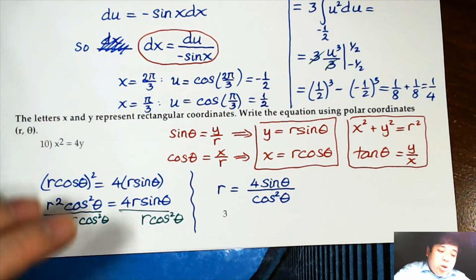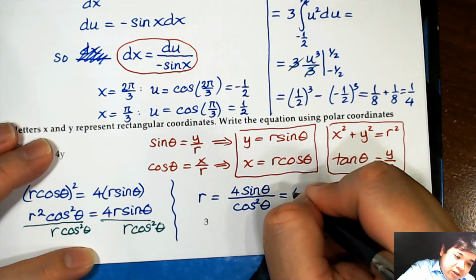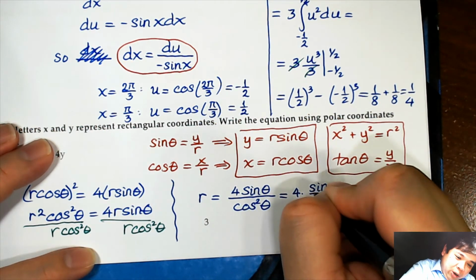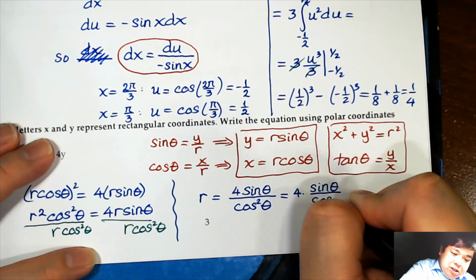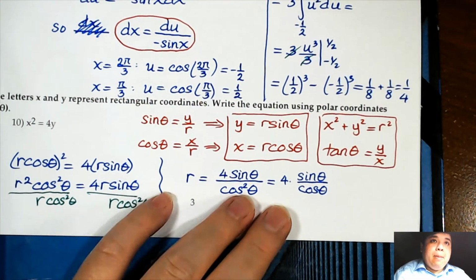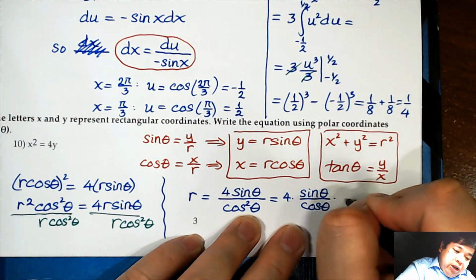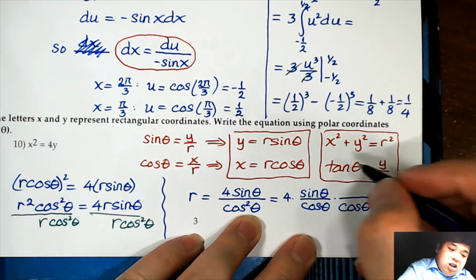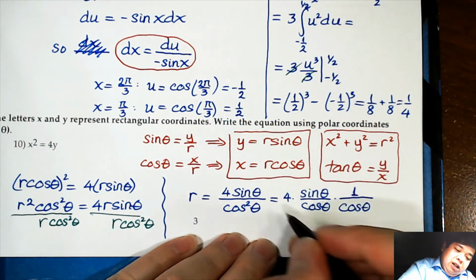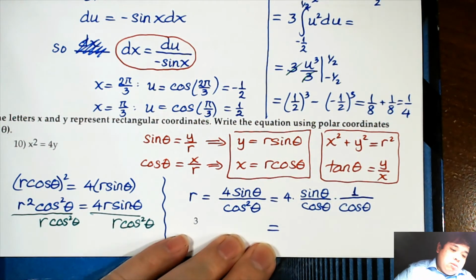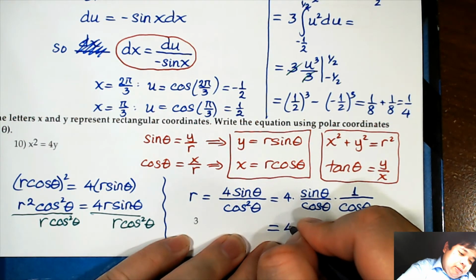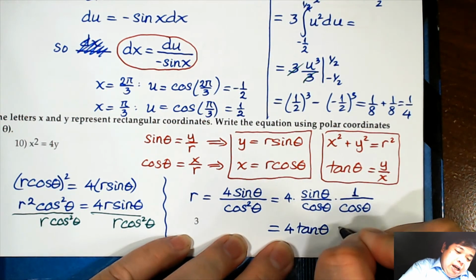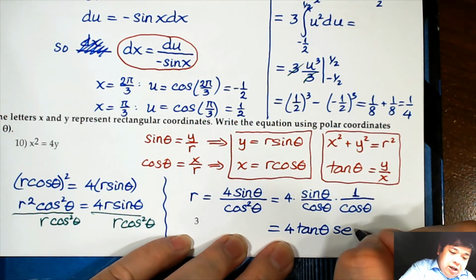But if we want to, we can rewrite it a little. We write a sine over 1 cosine, because that equals a tangent. And then we have 1 more cosine at the bottom, but nothing on the top, so we just put 1. So that becomes 4 times tangent of theta, and that is secant of theta.